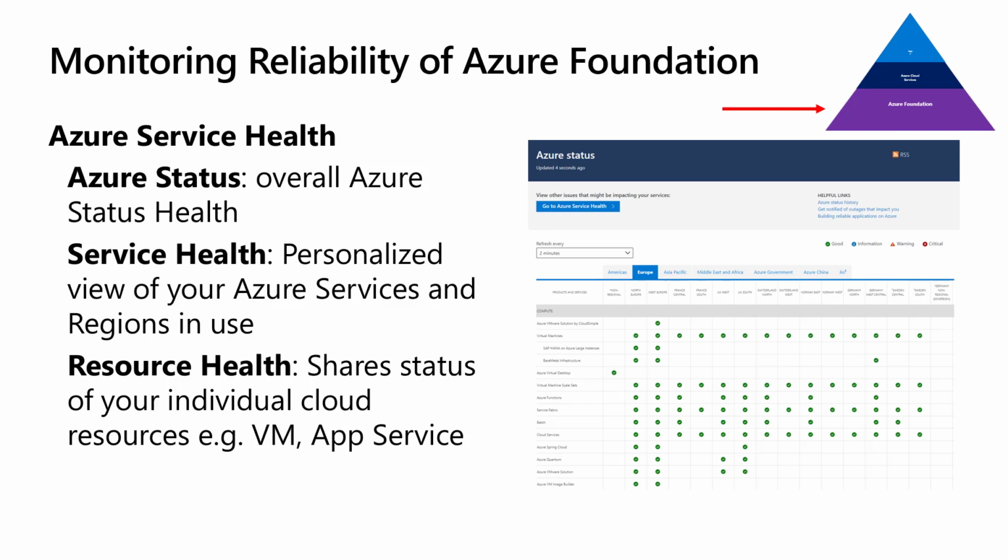Now, how do you get a view on Azure Foundation reliability? Easy said, we do have a service for that. Checking Azure Service Health. Azure Service Health is actually a combination of 3 different tools. There's Azure Status. That's going to provide you the overall Azure status health, and I'll show you in a demo in a minute what it looks like. From there, you're going to drill down on Service Health, allowing you to provide a personalized view of your running Azure services and the specific regions that you are using. From there, you're going to drill down on Resource Health, sharing a status of your individual cloud resources, like web apps, virtual machines, and whatnot.